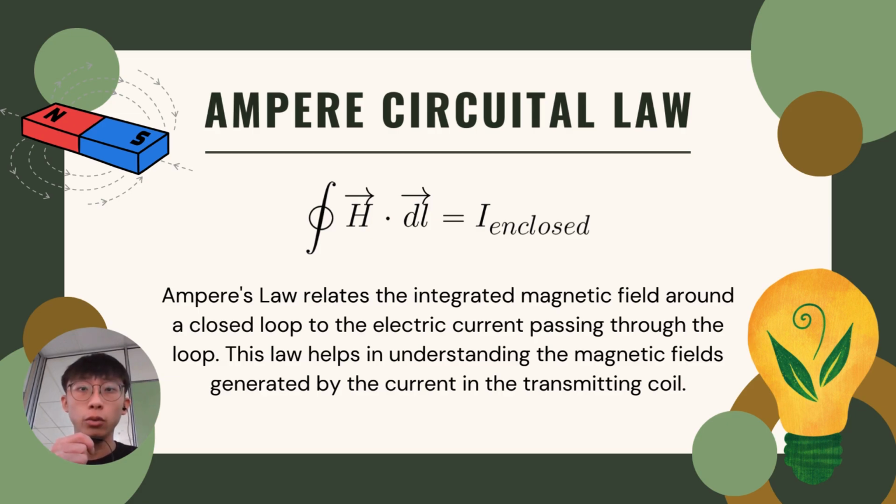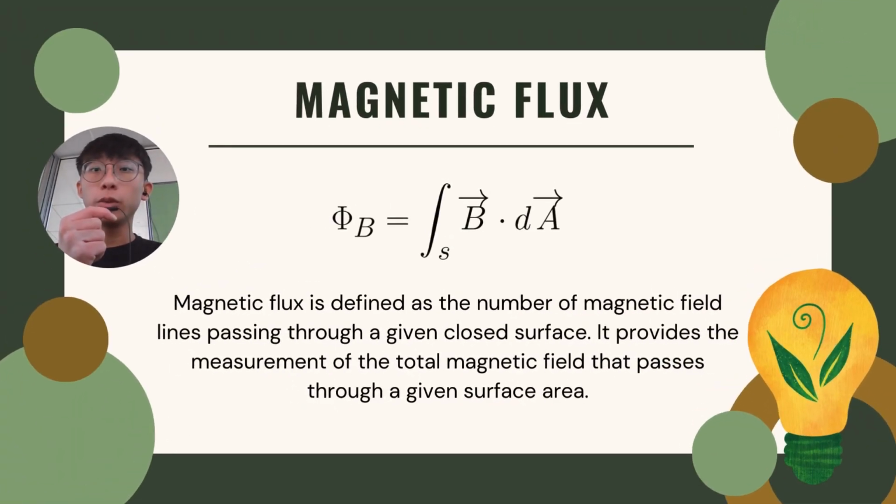Other than that, Ampere's circuital law states that the closed integral of the magnetic field intensity dot product with the imaginary loop is equal to the amount of current that exists inside the loop. Ampere's law relates the integrated magnetic field around a closed loop to the electric current passing through the coil. We perform the integration of the dot product between magnetic flux density and the differential area that the magnetic field lines pass through. Hence, magnetic flux is defined as the number of magnetic field lines that pass through a given closed surface.